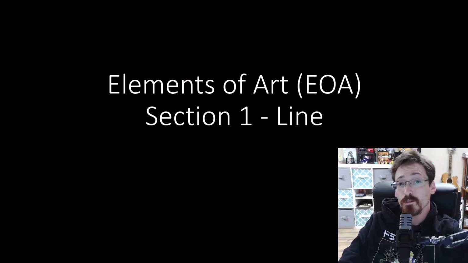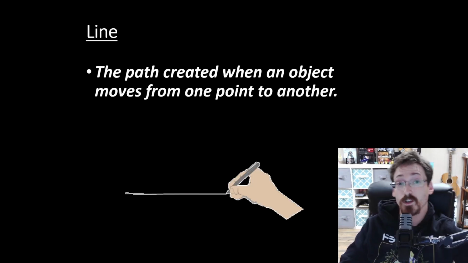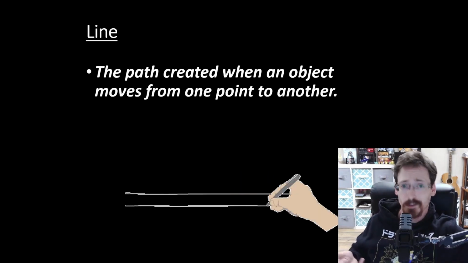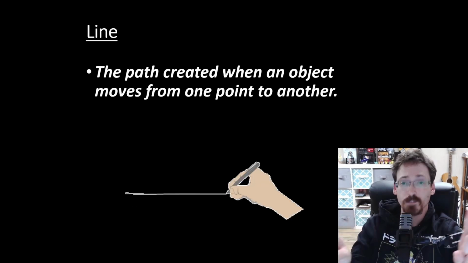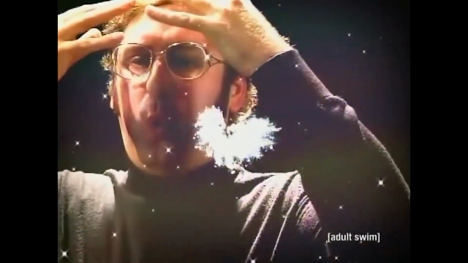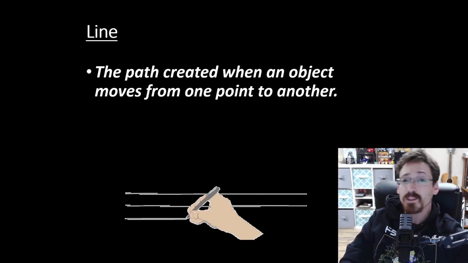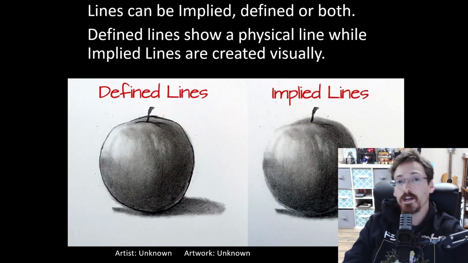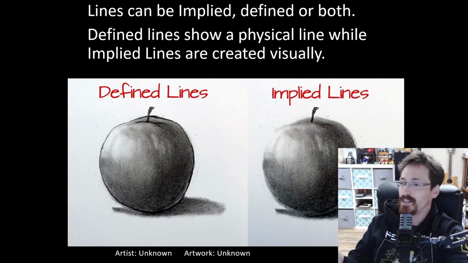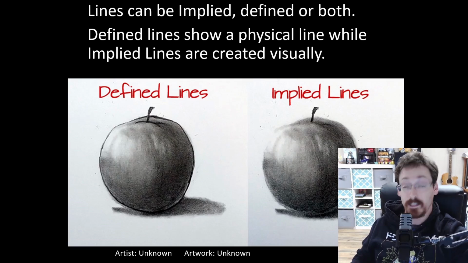Line is probably one of the simplest elements there are. In fact, it's one of the simplest terms in art that there is. It's a line. It goes from point A to point B with a connection between the 2 points. Now, something that a lot of people don't know about line is there's actually 2 different types. The first type being a defined line, while the other type being an implied line.